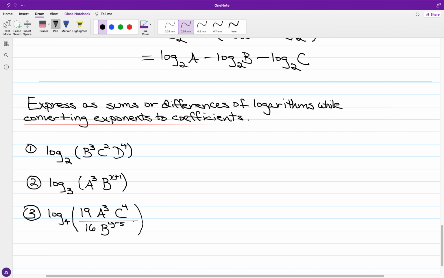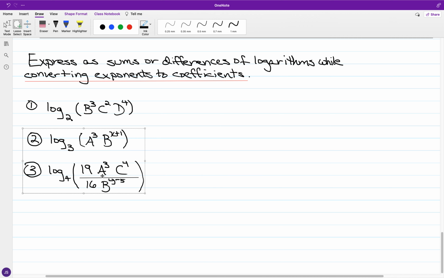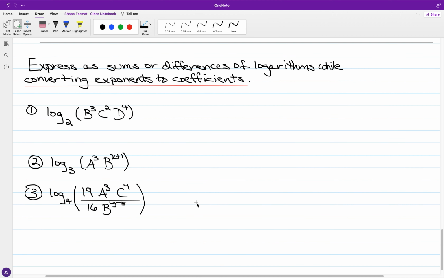So for the next few moments, let's see what we get for our individual logarithmic terms. The first one we have in base 2, the second in base 3, and the third in base 4. Let's see what expanded terms we get. For the first item, the base 2 logarithm of b cubed, c squared, and d to the fourth, you have multiplication in the factors, and looking at expanding, multiplication is going to imply addition.